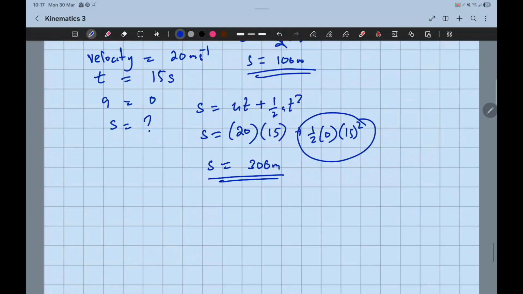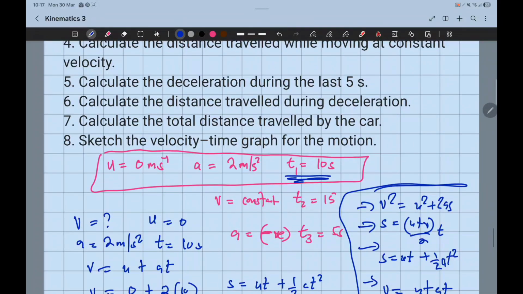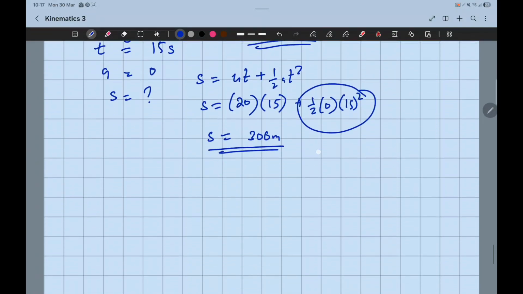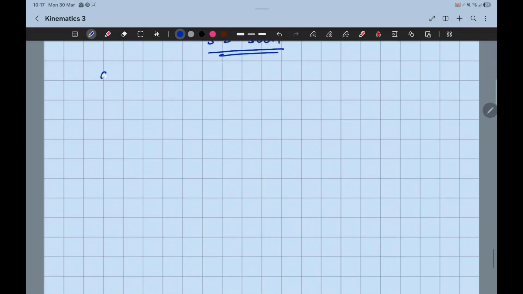Then the next one: calculate the deceleration during the last 5 seconds. So for deceleration, we are basically checking acceleration, with t given as 5 seconds. When it starts to decelerate, the speed it is moving at is 20. So our u is 20 meters per second. Then it comes to rest, so v equals 0 meters per second.